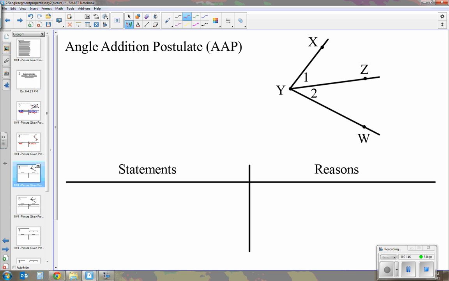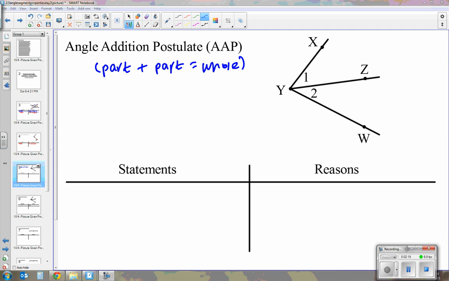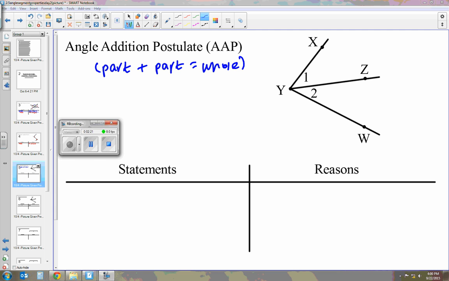Our next one is our angle addition postulate, or AAP. Now you might know this one a little bit better as part plus part equals the whole. Okay, so that's our angle addition postulate. We can add our parts together and equal the entire thing, the whole thing. An angle addition postulate only deals with measurements because we only can add with measurements.